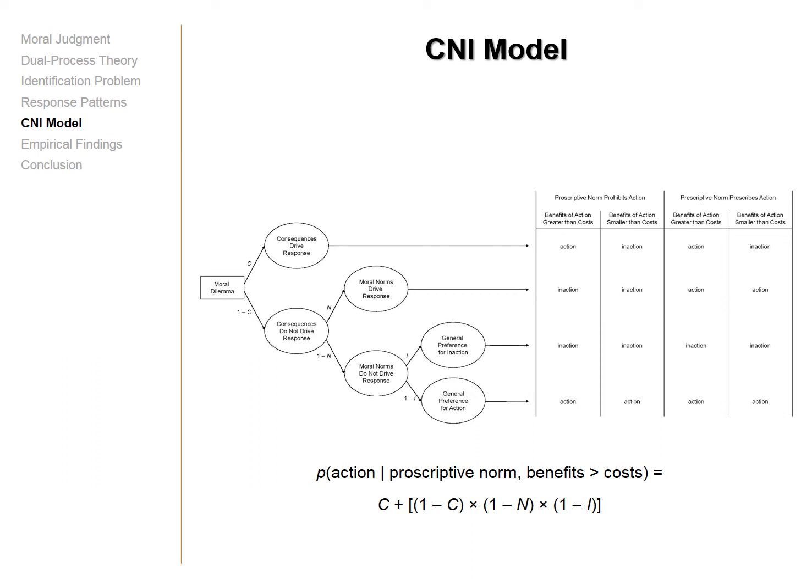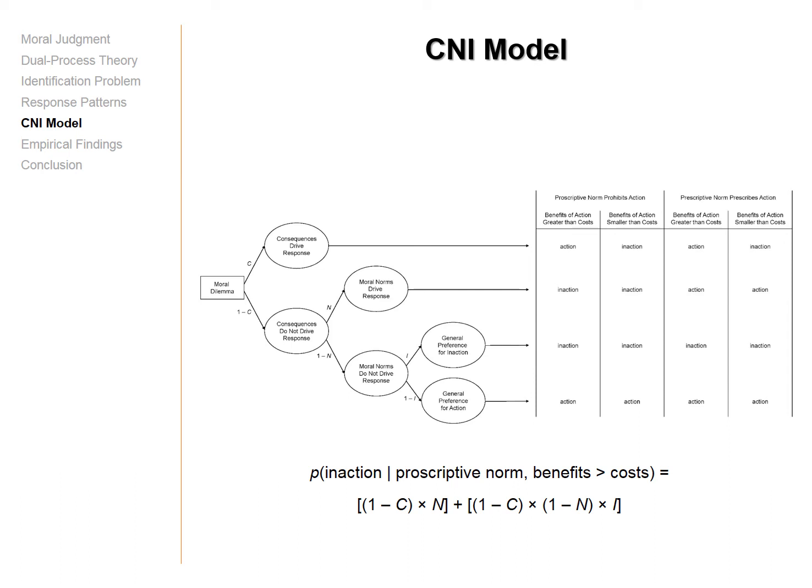For example, according to the processing tree, the probability of showing an action response on a dilemma with a proscriptive norm where the benefits of action are greater than the costs is equal to C plus (1 minus C) multiplied by (1 minus N) multiplied by (1 minus I). Conversely, the probability of showing an inaction response in a dilemma with a proscriptive norm where the benefits of action are greater than the costs is equal to (1 minus C) multiplied by N plus (1 minus C) multiplied by (1 minus N) multiplied by I.